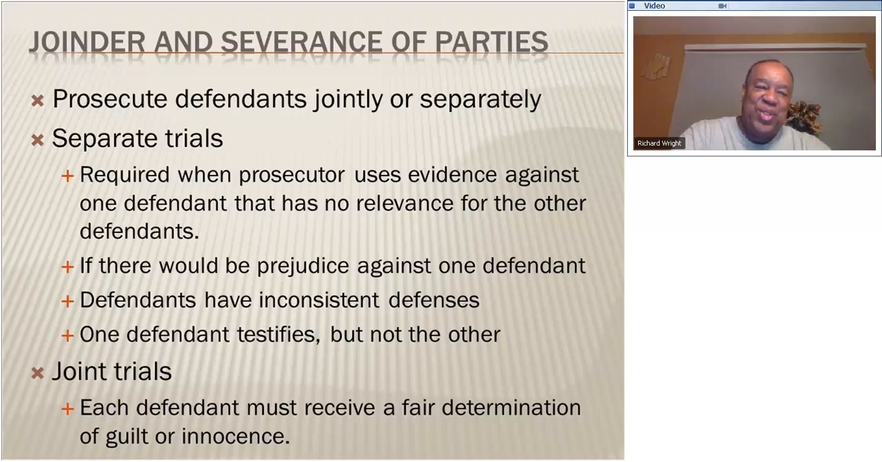So let's talk about separate trials. When does it have to be a separate trial? Now, remember once again, in order to do this, it has to be multiple defendants. It's not multiple charges, it's multiple defendants. When the prosecutor uses evidence, for example, against one defendant in the trial, but it has no relevance to the other defendant, then in that case, there can be a request for a separate trial.